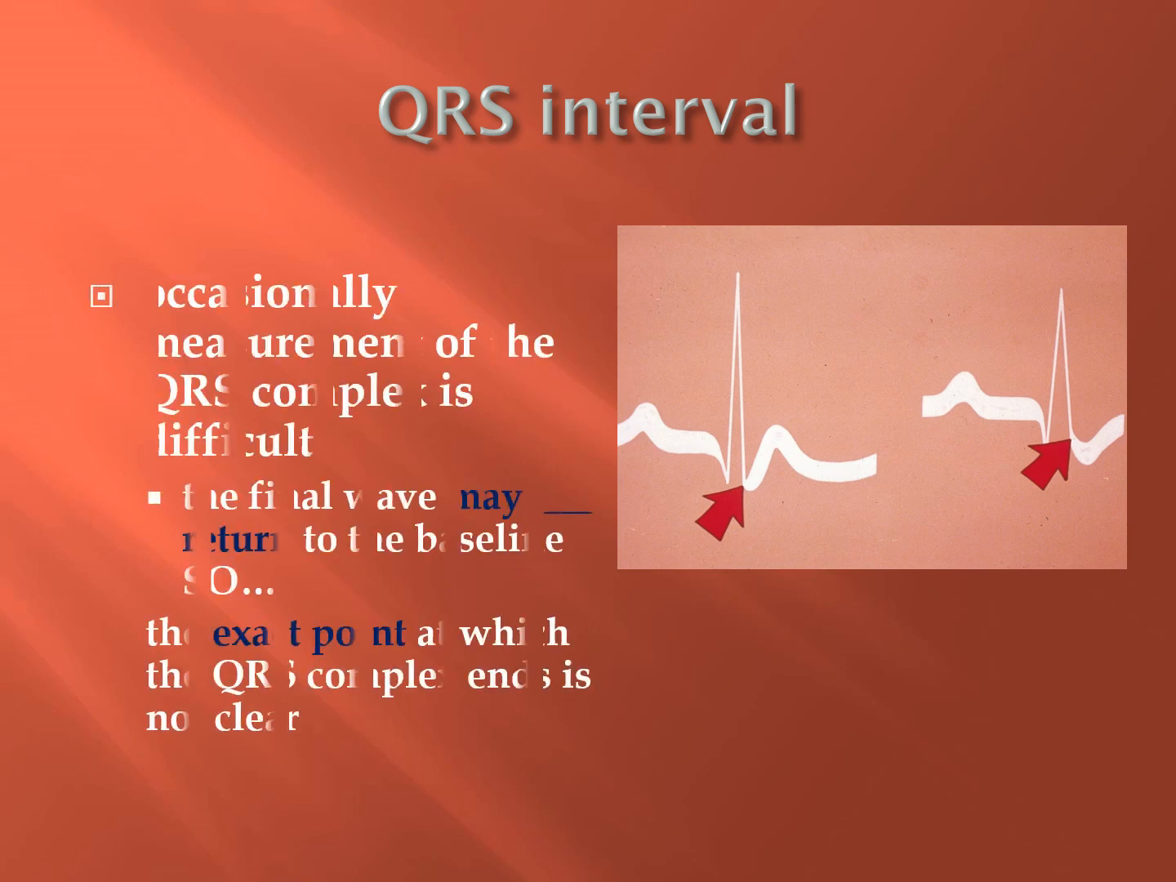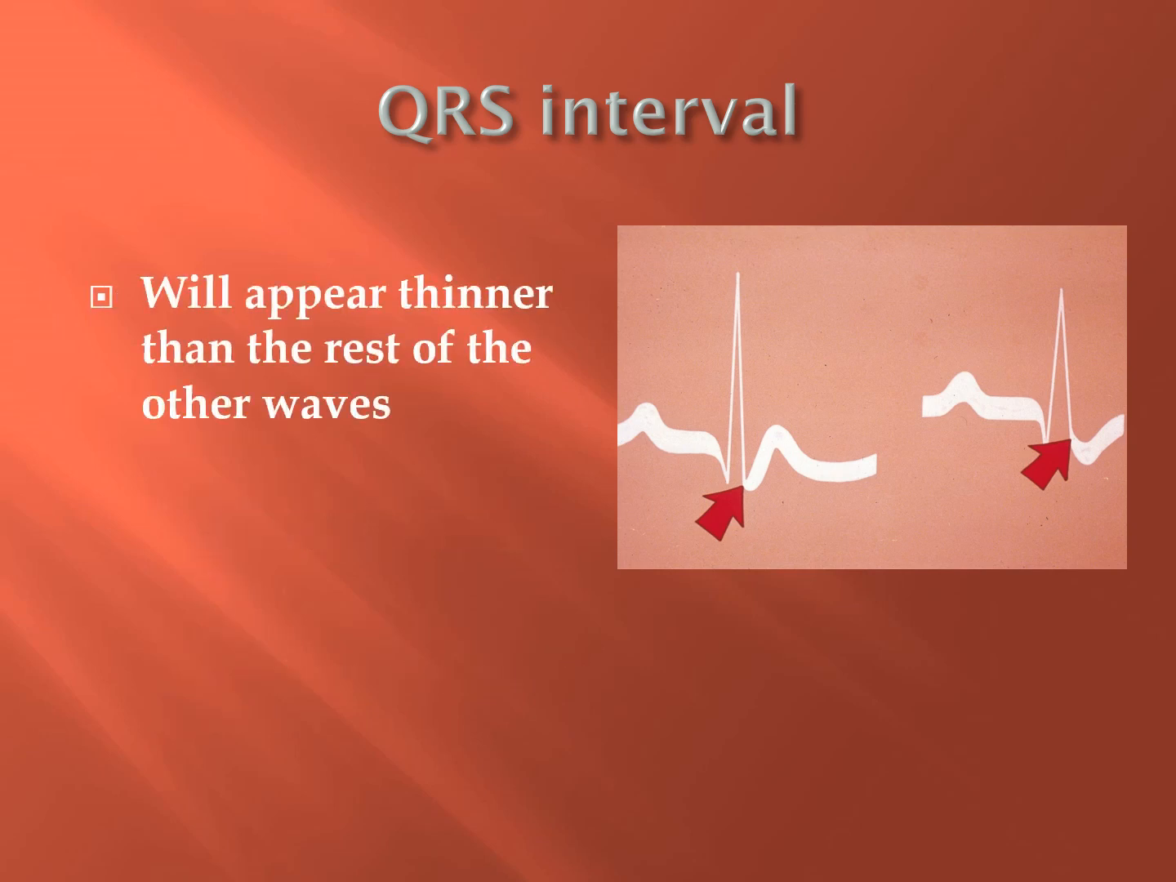So occasionally, the QRS complex is difficult to measure. The final wave may not return to baseline, so the exact point at which the QRS complex ends sometimes is not clear, and therefore it makes it pretty hard to determine what the exact time interval is for the QRS interval. The interval will appear thinner than the rest of the other waves since it usually happens rapidly. So this is a very fast, rapid sequence.